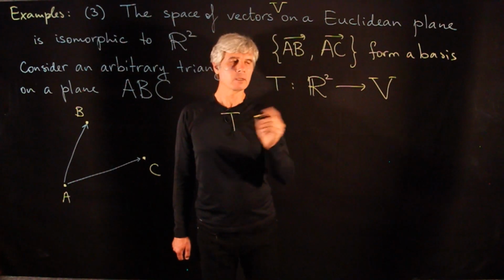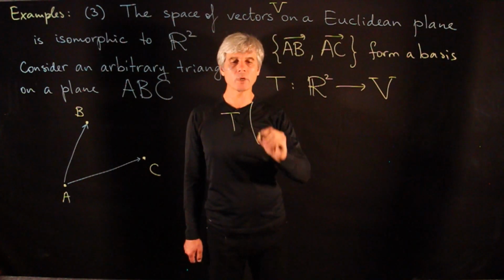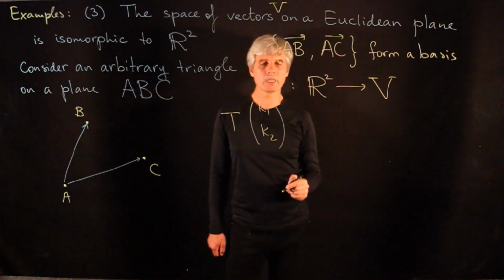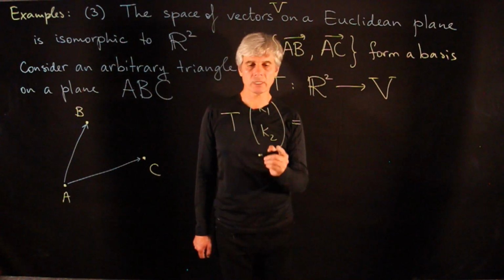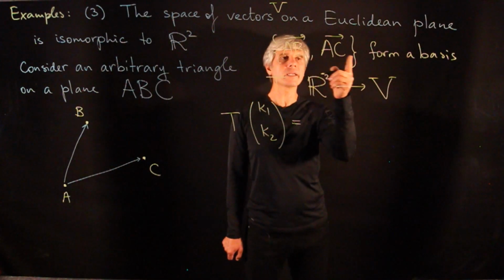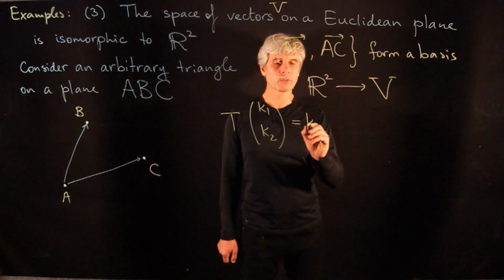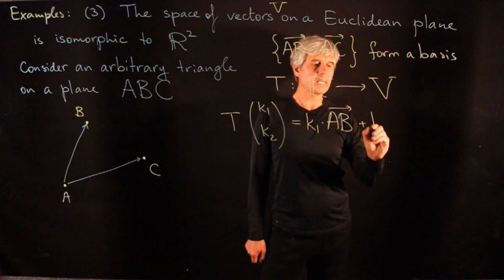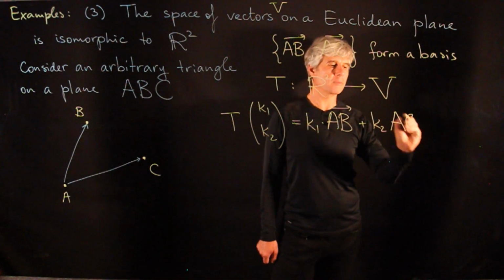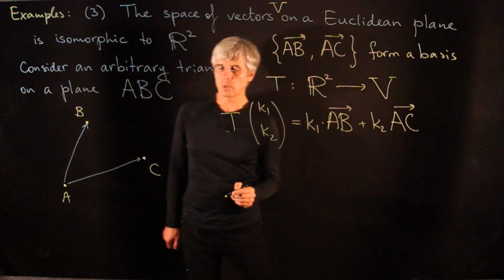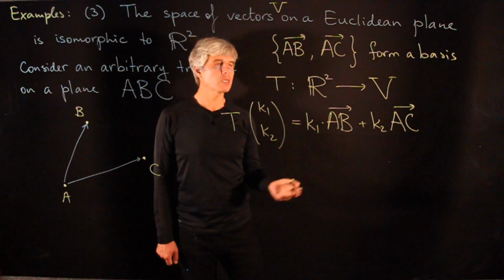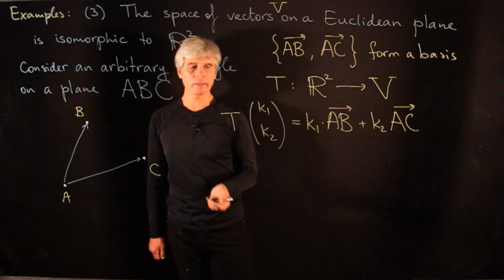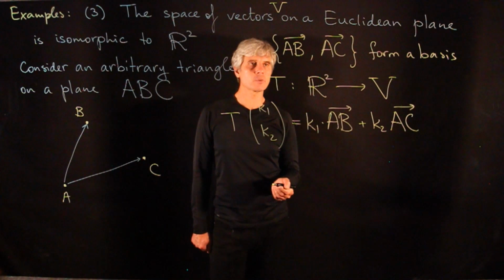And so we construct this transformation from R2 to V in the following way. So we take a vector from R2. It's a two-component vector with scalars in real numbers. And we transform this two-component vector into a linear combination of our basis vectors. So K1 times AB plus K2 times AC. So now we have our things to prove. So we need to prove that it is bijective and that it is compatible with the vector space structure.